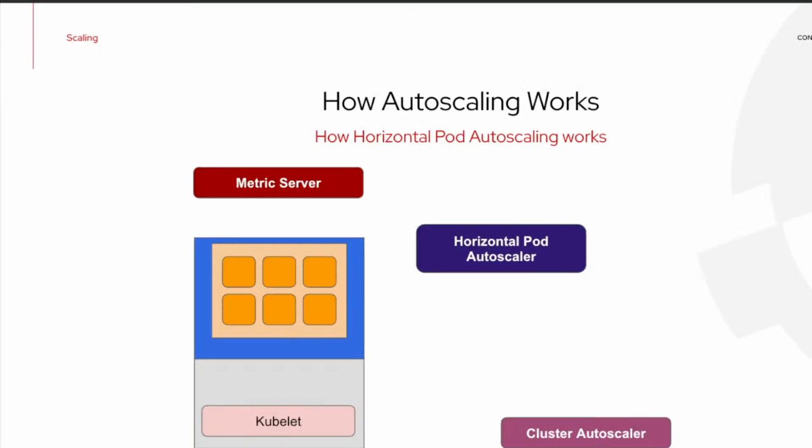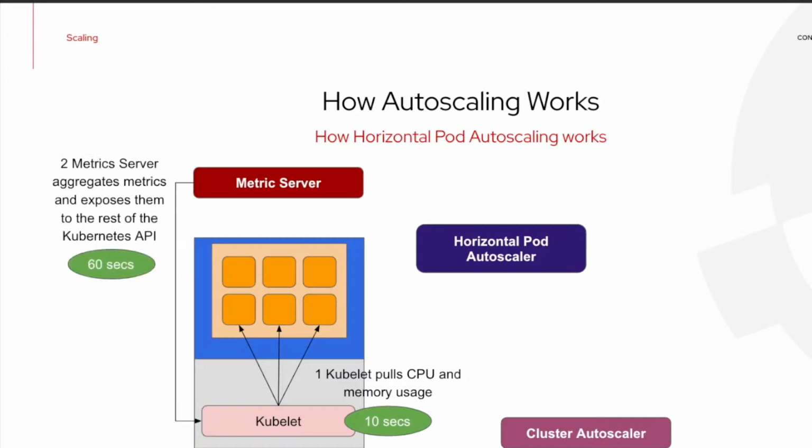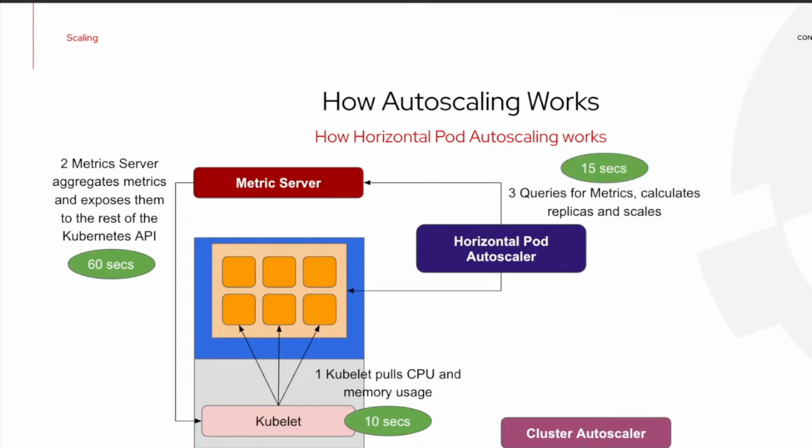How autoscaling works. Let's have some understanding of how horizontal pod autoscaling works. The first step, the pod CPU and memory usage is pulled by the kubelet every 10 seconds. After that, the metrics server will aggregate metrics and expose them to the rest of the Kubernetes API every 60 seconds. Following that, the horizontal pod autoscaler controller is in charge of checking the metrics and deciding to scale up or down your replicas. By default, the HPA checks pod metrics every 15 seconds.